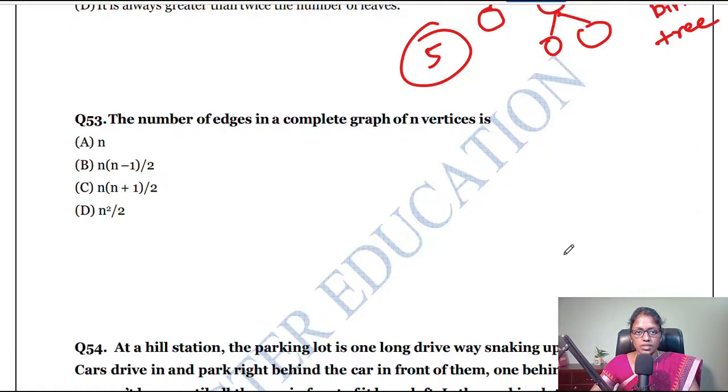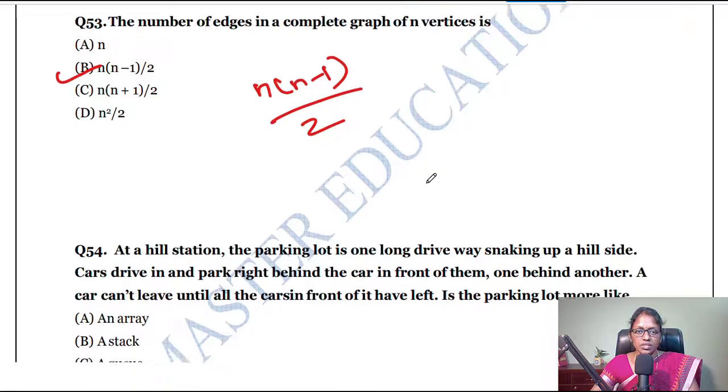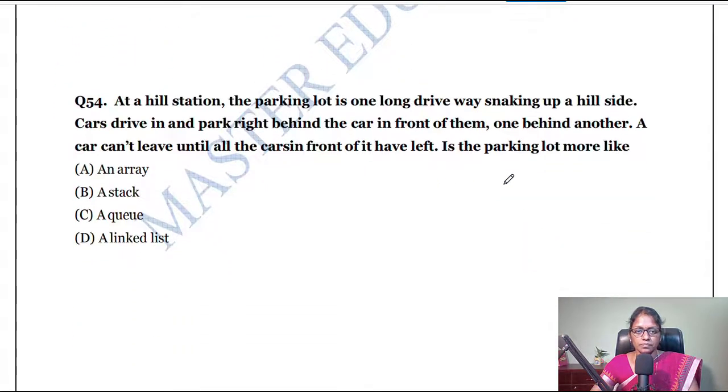The next question is, the number of edges in a complete graph of n vertices is n into n minus 1 divided by 2. That is the complete graph, the number of edges in a complete graph.